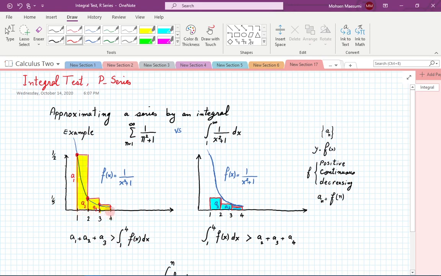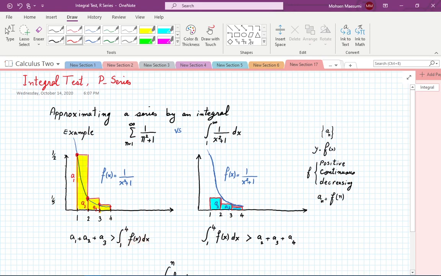Okay, I'm going up to 4 here, but I add up the first three terms of the series. So the sum of A1, A2, A3 is more than the area from 1 to 4 of f of x dx.